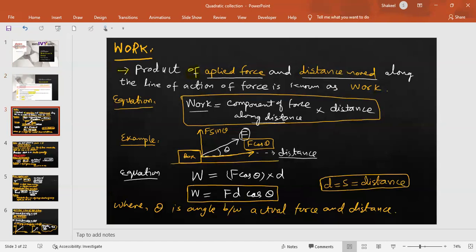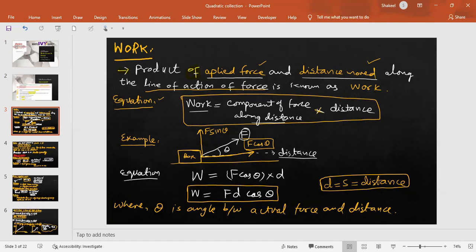Work is the product of applied force and the distance moved along the line of action of force. The line of action of force here is the key word. You have to include that in the definition. This definition is exactly similar to the definition of work in IGCSE. So its equation is work equals component of force along the distance direction times distance.